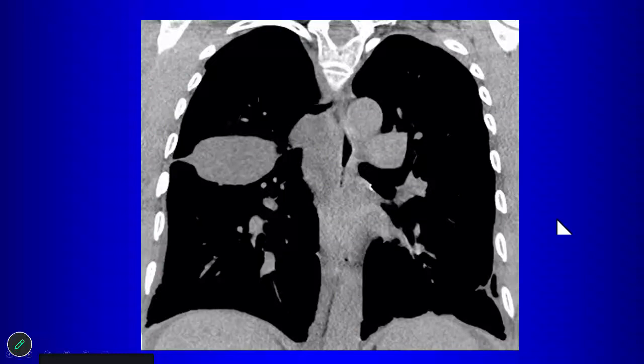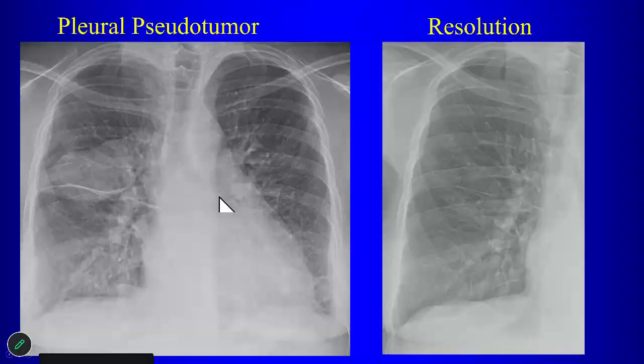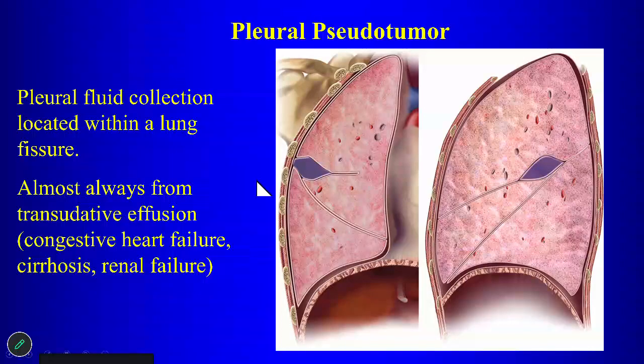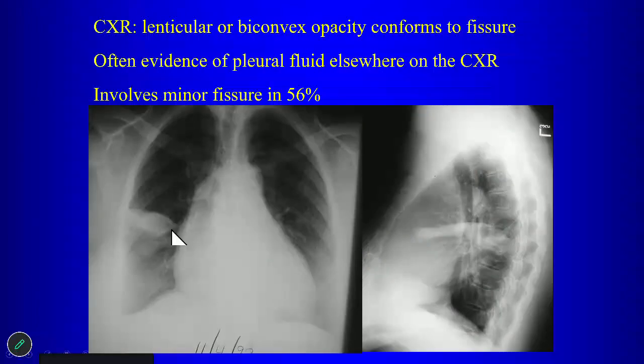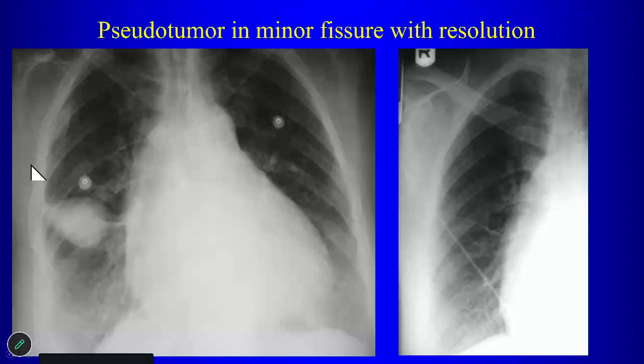You could tell with CT fluid attenuation, pretty easy. And as the pleural fluid goes away, often there's pleural fluid elsewhere also. So you might see some blunting of the costophrenic angle. So there's evidence that there is pleural effusion elsewhere also, if you're thinking about a pseudotumor. These represent loculated collections of fluid. It can be in the major fissure, it can be in the minor fissure, almost always transudative effusions when we see this. Typically if it's in the minor fissure, it follows the contour of the fissure on the frontal and lateral view. You get this biconvex appearance on the frontal view as it is loculated within the minor fissure.